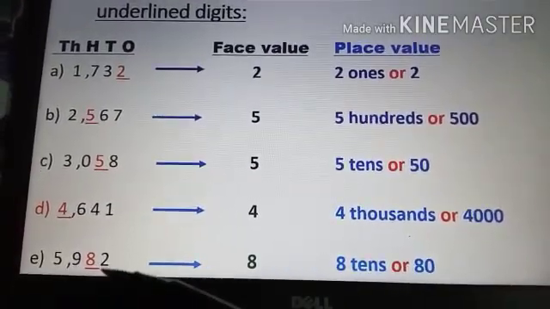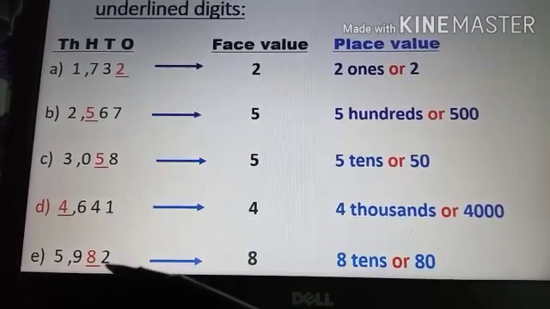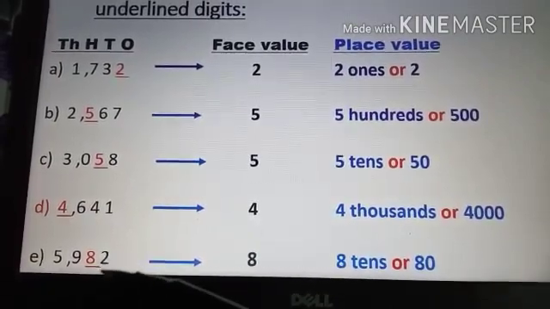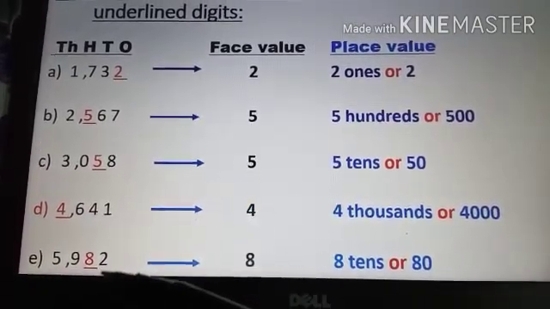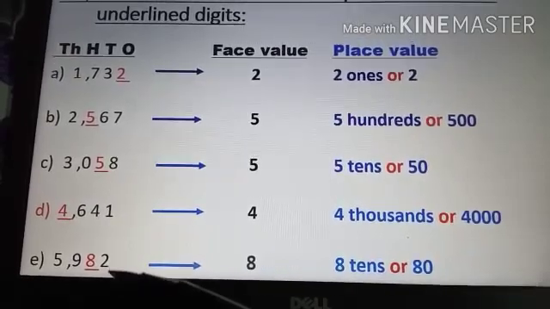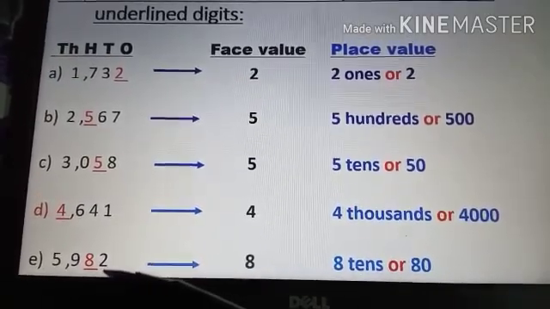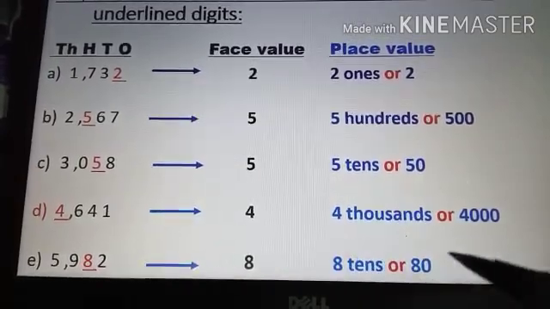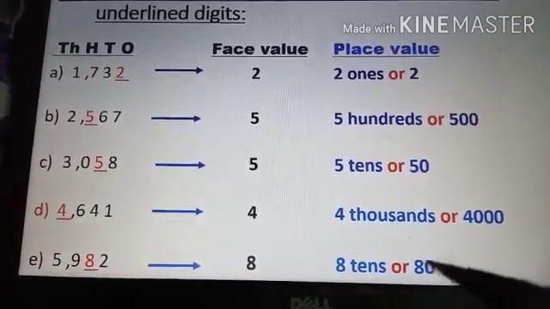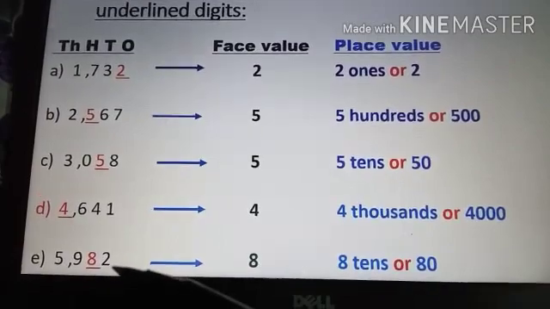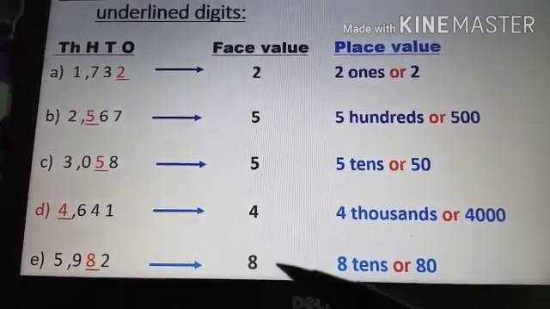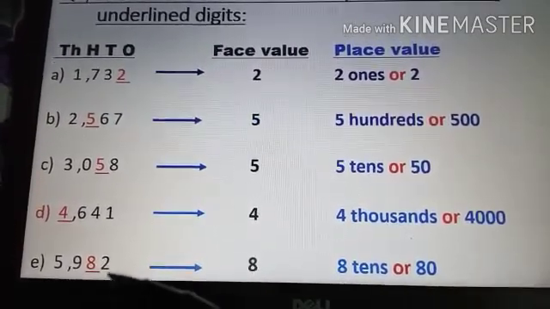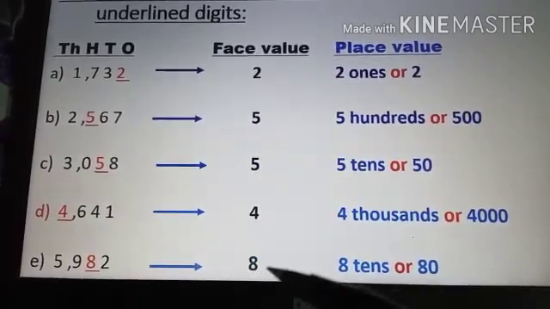Clear? We move to the last question, children. Our question is 5982. And here which digit is underlined? It is your digit 8. Clear? So you have to find the face value of it and the place value of it. So the face value of digit 8 will be 8. Yes, very good. It will be the same, 8.